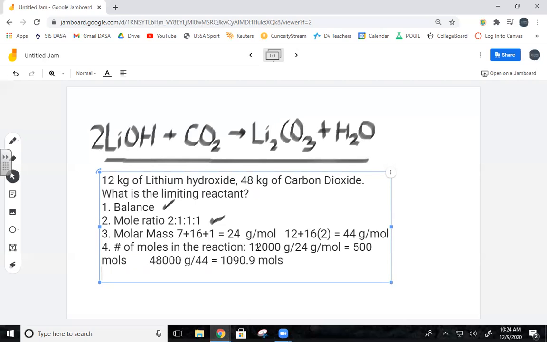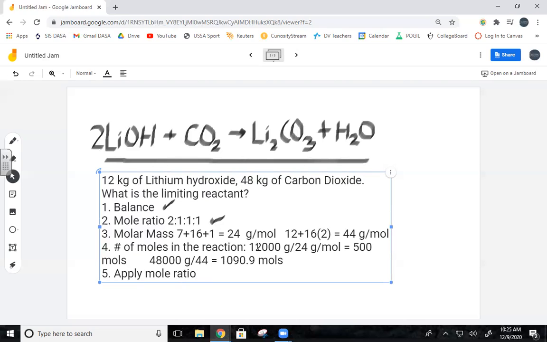Now, our fifth step is going to be to apply the mole ratio. Use is kind of a weird word, so how about apply? Apply the mole ratio. Yeah, that sounds better, more scientific.